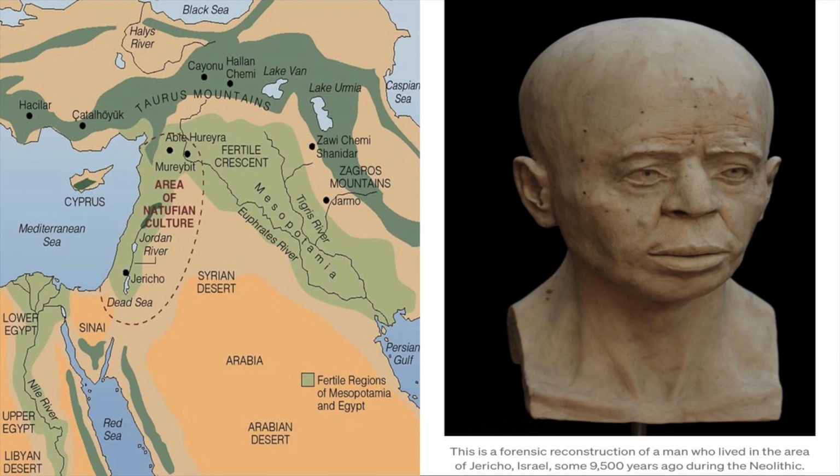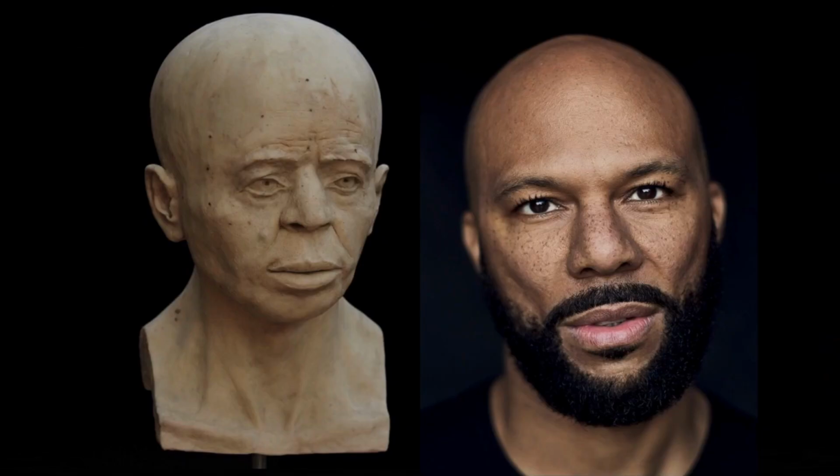So this is a reconstruction of a Natufian from Jericho, and this is the way that he would have looked. And here is a picture of the same Natufian next to Common, and in my opinion, I believe that this Natufian does resemble Common. From the nose, the lips, the cheekbones, the head, everything about it kind of makes me think that this Natufian would look something like him.